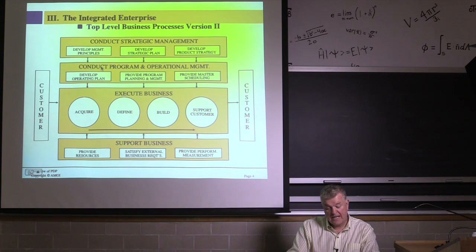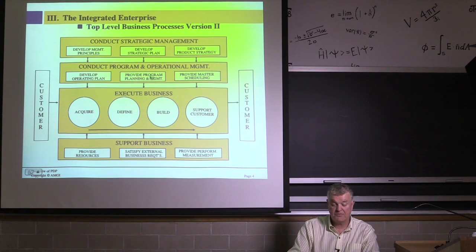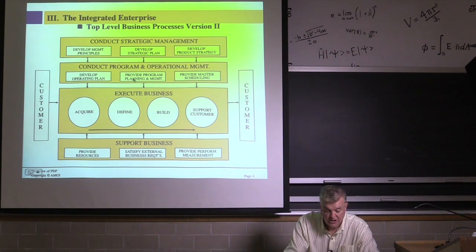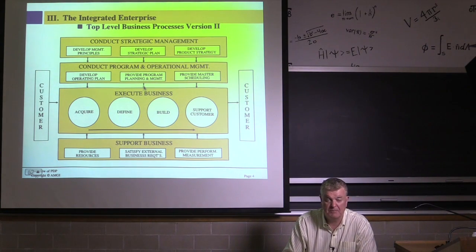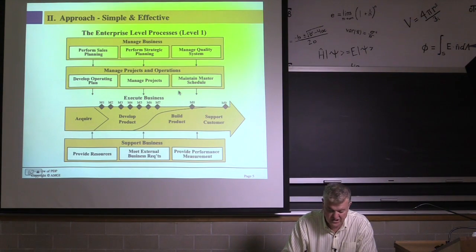And so we had conduct program and operational management, and one of the major processes within that is develop an operating plan. Another one is provide program planning management, and then provide master scheduling, or develop a master schedule. So it would be managing all the activities in the acquisition process, in the product design and development process, and in the build process, and in support logistics. So you had an overarching office, and if you just look it up, nowadays it's called the PMO, the Program Management Office. Everybody has one that has a matrix organization.